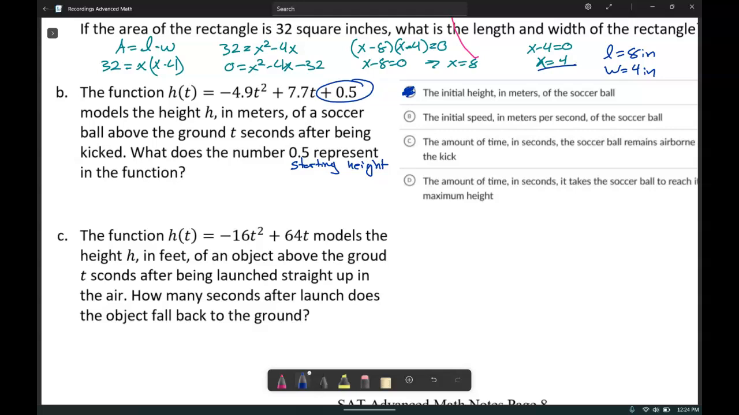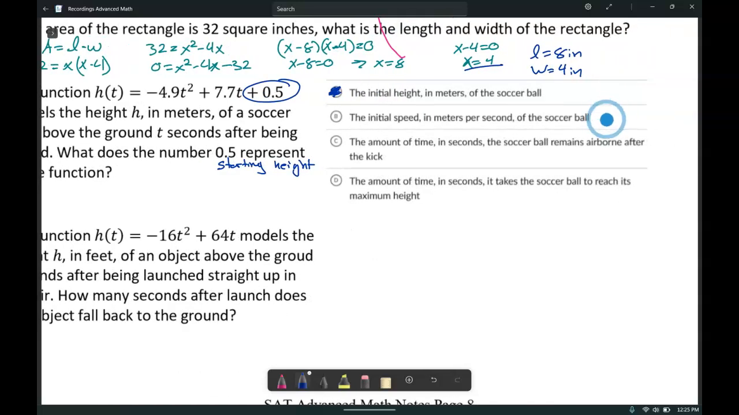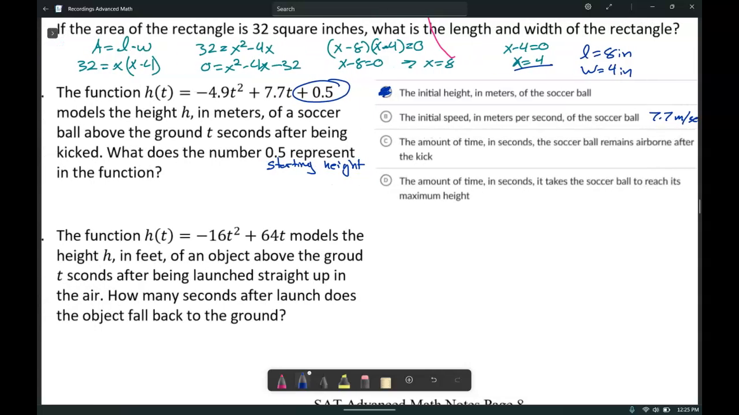The initial speed in meters per second of the soccer ball, well, that's actually what 7.7 is. 7.7 meters per second. That is the initial speed. The amount of time in seconds the ball remains airborne after the kick, well, that's actually going to be our x-intercepts. That's the amount of time that it's in the air. And the amount of time in seconds it takes for the soccer ball to reach its maximum height, that is the vertex of our quadratic.